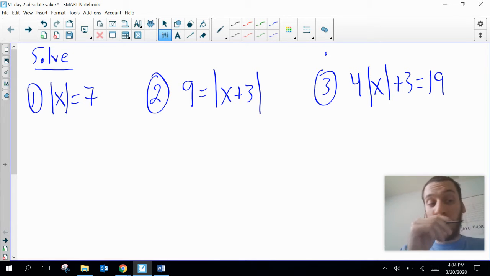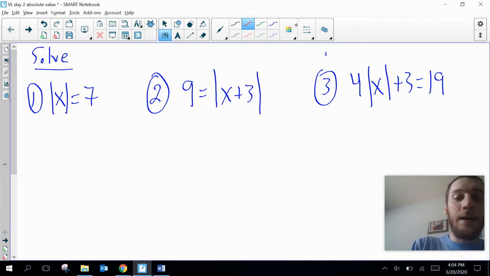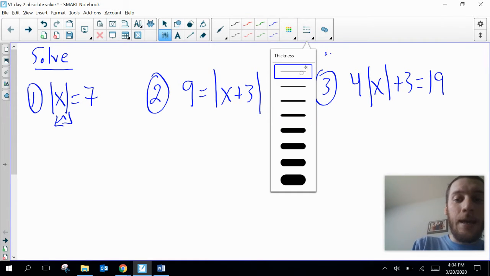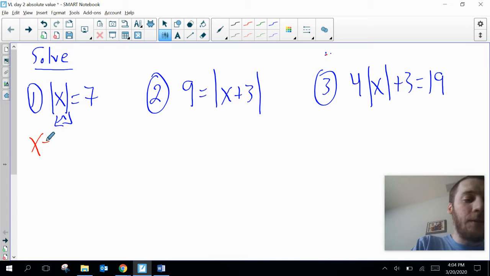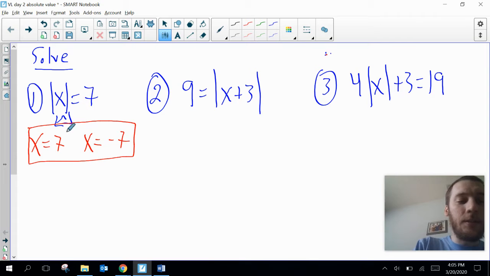Most of these problems will have two answers. So what we're going to do is break them all up into two cases. So I'm going to split this up, and one way will just be as it is, and the other way will be the opposite of whatever is on the other side. And then we would need to solve, but this one's already done. So if I plugged in 7, absolute value of 7 is 7. If I plugged in negative 7, absolute value of negative 7 is also 7.